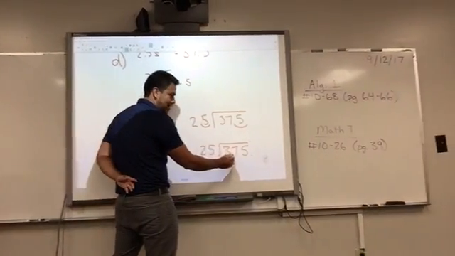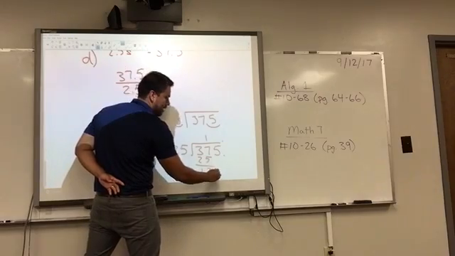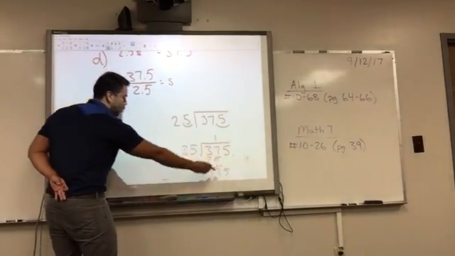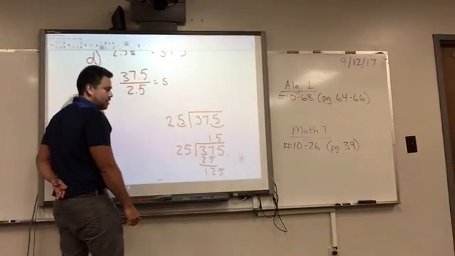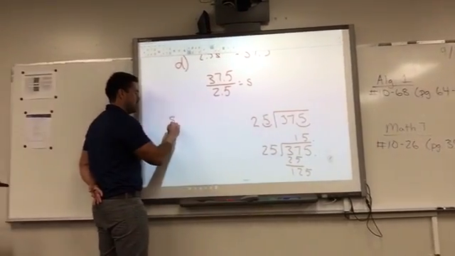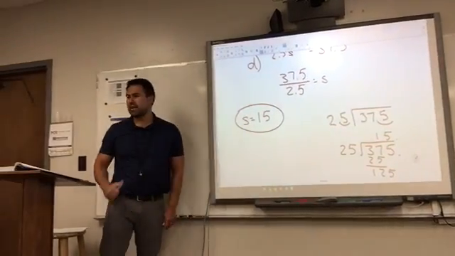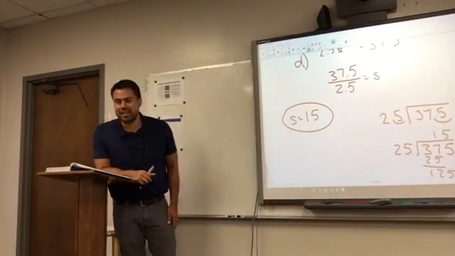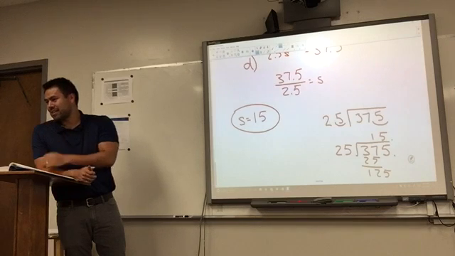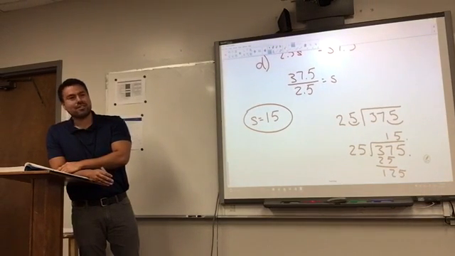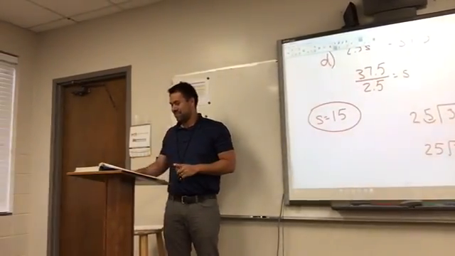25 goes into 37 one time. That's 25, remainder of 12. Bring down that 5. 25 goes into 125. Any remainder? No. So what's my answer for S? S equals 15. Okay? Did you really need a calculator to do that? Of course you did. It's this one you needed. And it can even write on things. These are advanced calculators. They can even write in cursive, which is amazing.